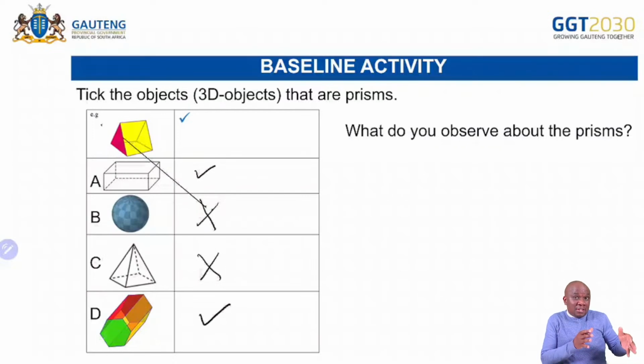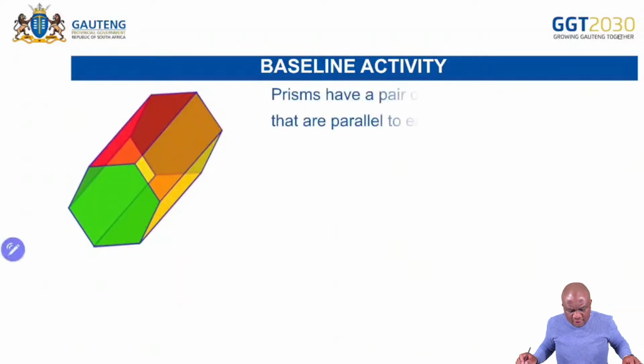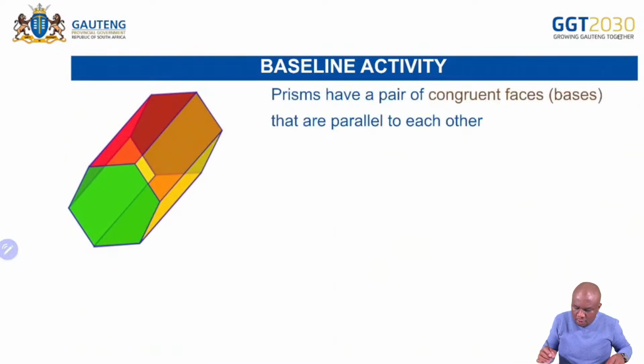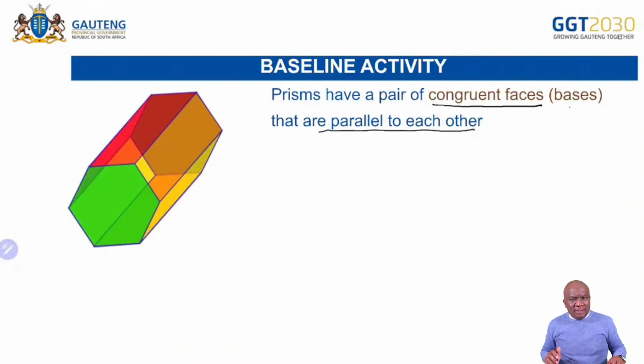Why are some 3D shapes categorized as prisms while others are not prisms? Let's discuss this. Right. Prisms have a pair of congruent faces, which we call bases. So if I'm talking about the base in this lesson, you are going to understand what I'm talking about. So prisms have a pair of congruent bases that are parallel to each other. What does congruent mean? Congruent means these two shapes are exactly the same.